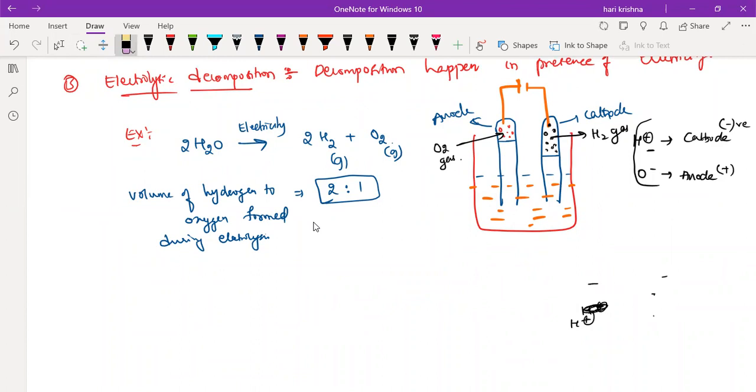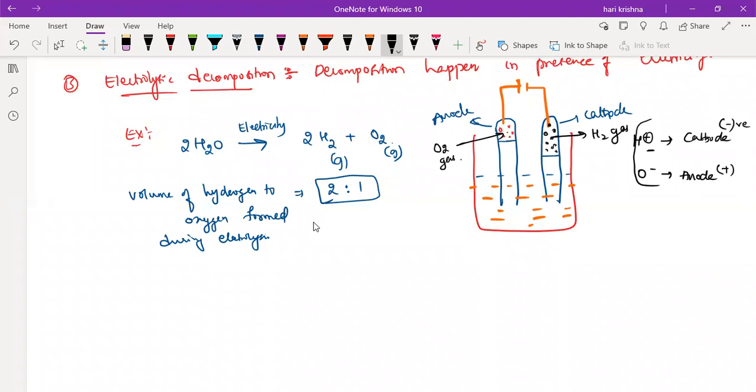Actually, if you take simple water, H plus and OH minus ions will be there. But that is a covalent compound, right? Not an ionic compound. So in a covalent compound, cations and anions will not form in water, so it is not H plus ions and OH minus ions separately.